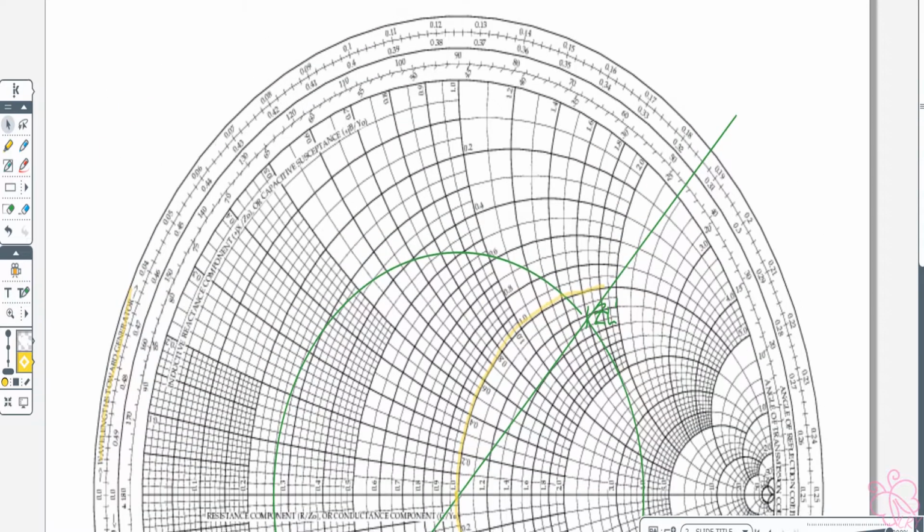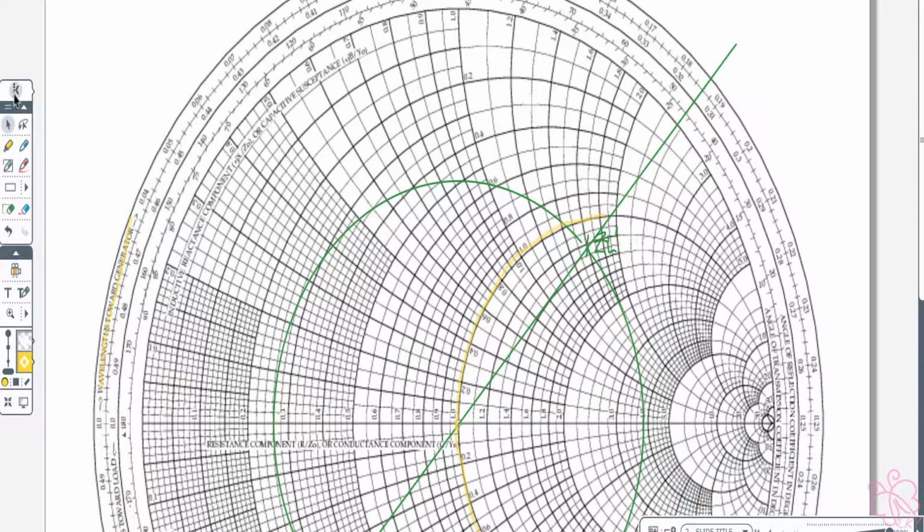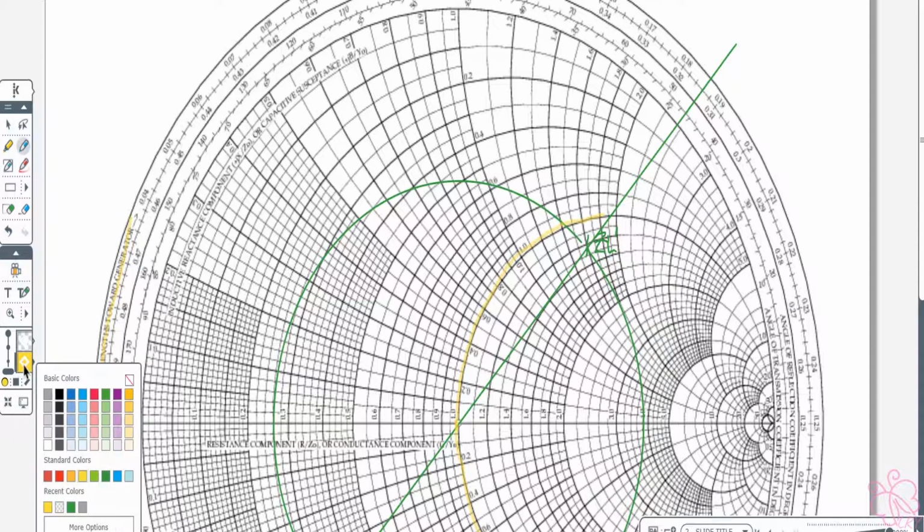So first I will draw a line to our intersection. The intersection will be right here. Let me change color and label that.